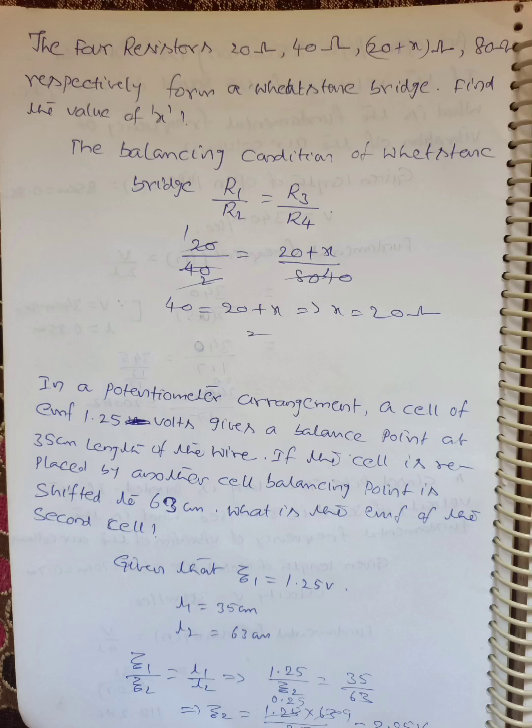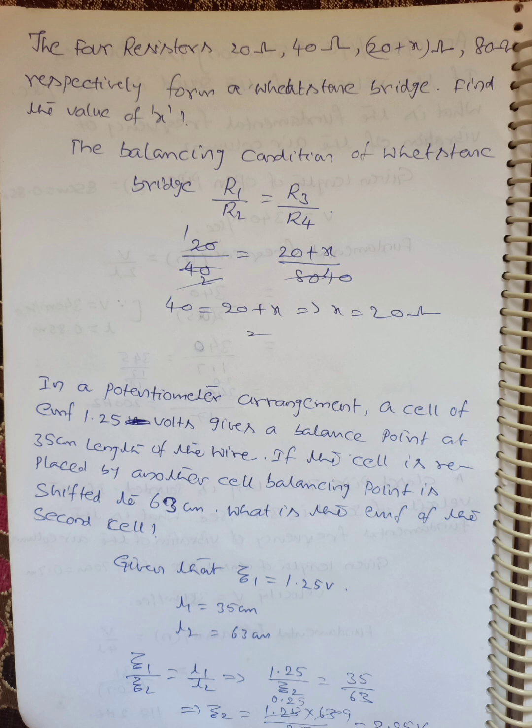The four resistors 20 ohms, 40 ohms, 20 plus X ohms, 80 ohms respectively form a Wheatstone bridge. Find the value of X. Here, the balancing condition of Wheatstone bridge is to be understood by using the formula R1 by R2 is equal to R3 by R4. On substituting these values 20, 40, 20 plus X and 80 in the given formula, we get X is equal to 20 ohms.